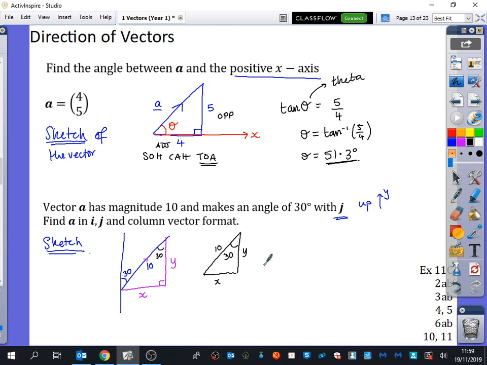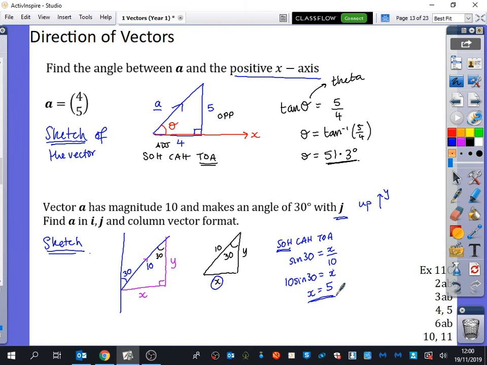Again, this is SOHCAHTOA. First of all, I'm going to try and find out what X is. Which one did you say I'm going to use? Yeah, I've got the opposite and I've got the hypotenuse, so I'm going to use SOH. So I get that the sine of 30 is equal to the opposite divided by the hypotenuse, that's X divided by 10. So X is 10 sine 30, which is, you probably won't know this yet because you haven't done trigonometry. Well, you should know this from GCSE actually. So we get 10 sine 30, which is just 5, okay?